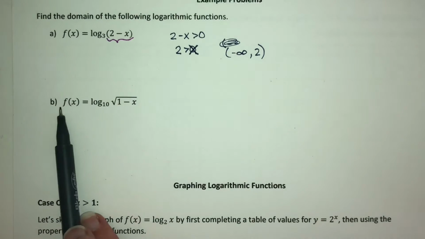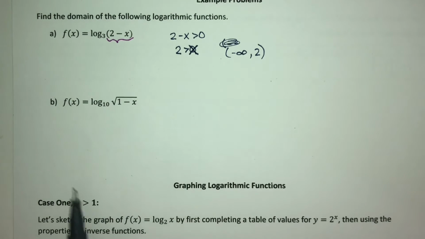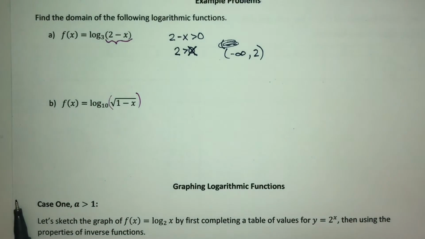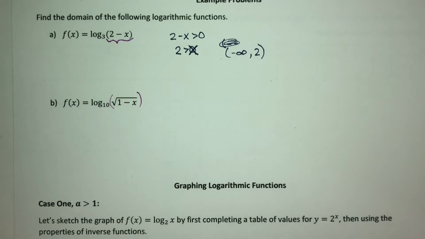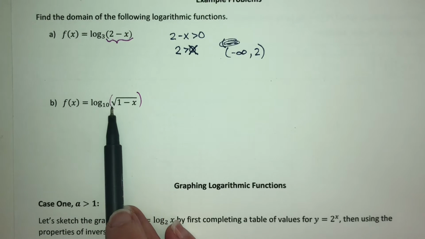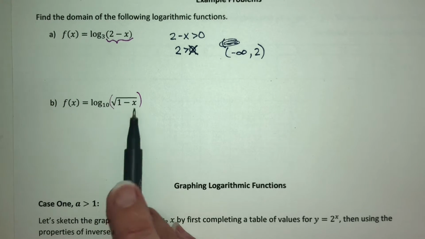Here, f of x is equal to log base 10 of the square root of 1 minus x. Now, all of this is considered your argument, and so we want to find the domain of it. And I have two issues here. Before this section, we only had to worry about dividing by 0 and taking the square root of a negative number. I have to make sure that the number I plug in for x is not going to give me a negative number to take the square root of. And I have to make sure that this entire thing is greater than 0.